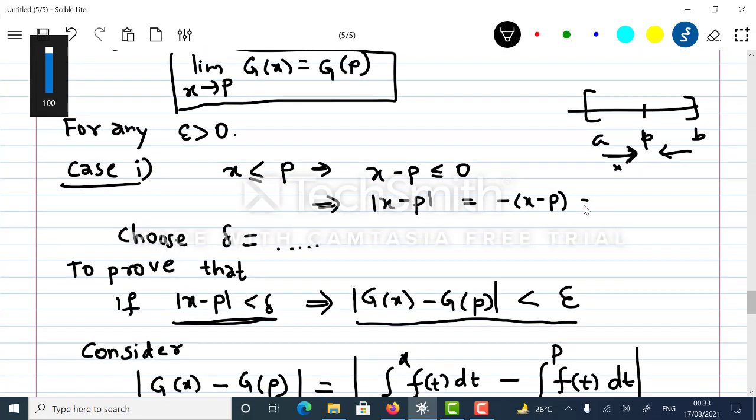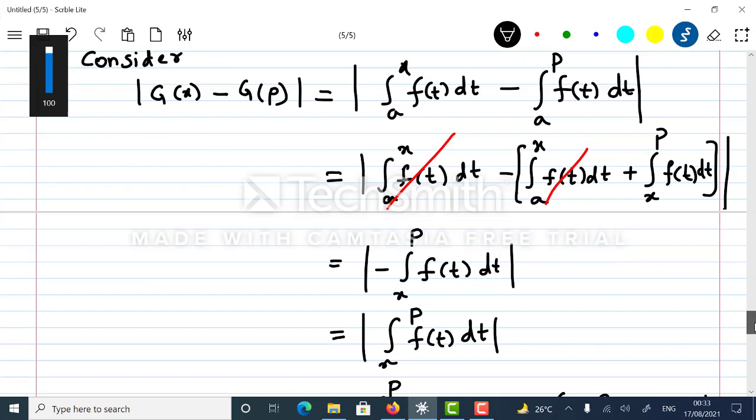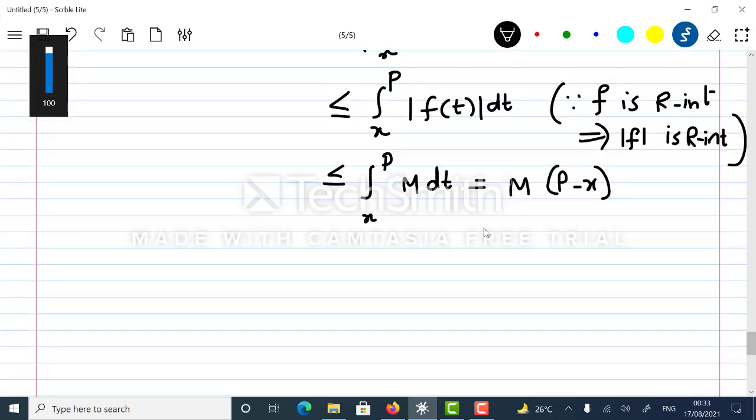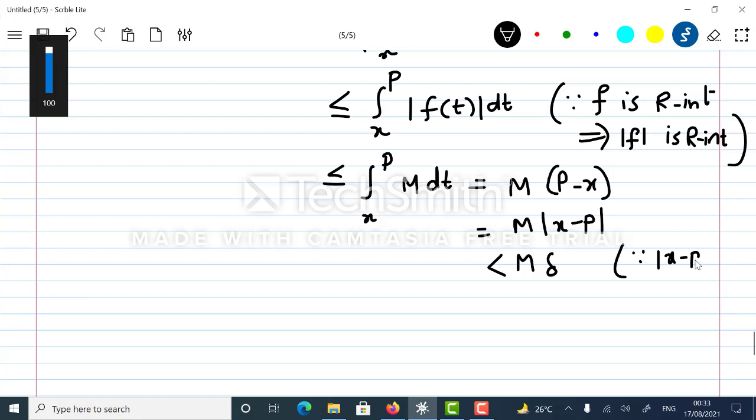Yeah, this is p minus x. So p minus x is x minus p basically, modulus x minus p, which is the same as m times mod x minus p. But I know that mod x minus p is less than delta, since mod x minus p is less than delta.